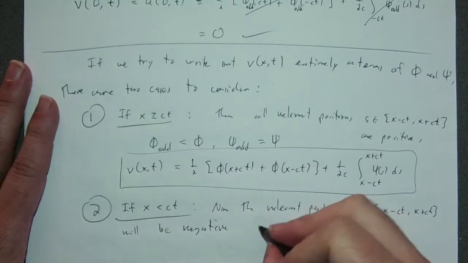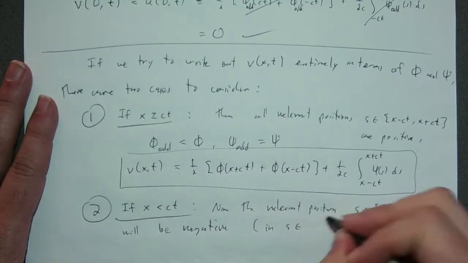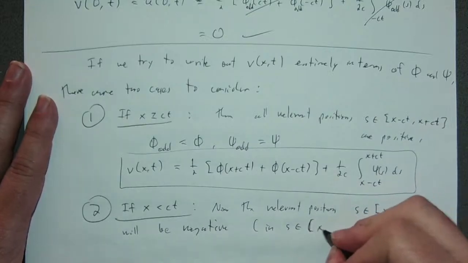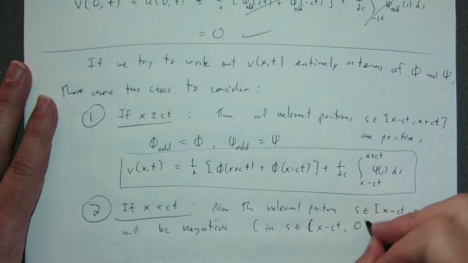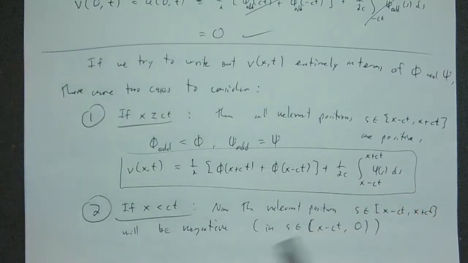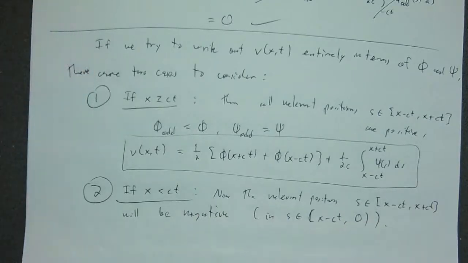And I mean, we know exactly where they'll be negative, right, in the interval when s belongs to x minus ct to 0. So exactly half of them will be negative. Okay. So then using the definition of the odd extensions of these things, what do I get?